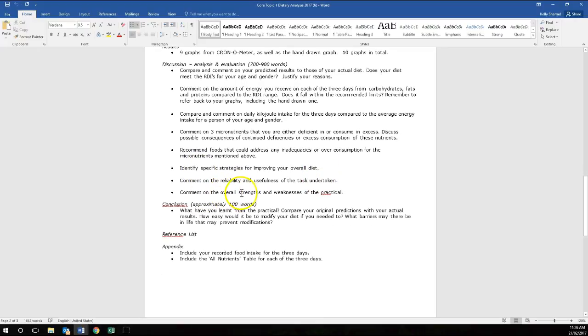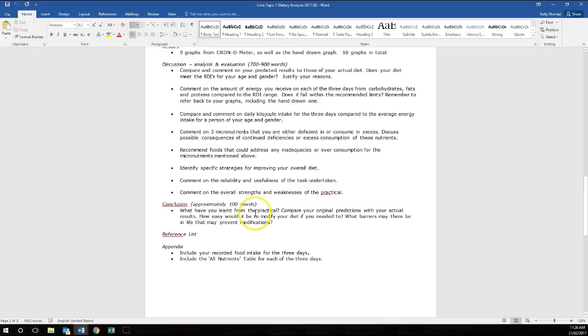You then need to comment on the overall strengths and weaknesses of the practical. So some strengths could include that the program was easy to use. A weakness could be that you weren't able to generate graphs yourself through the program. You had to then go into Excel and do that yourself, or any other types of strengths or weaknesses. You then need to include a conclusion.